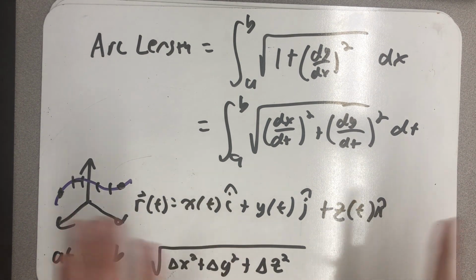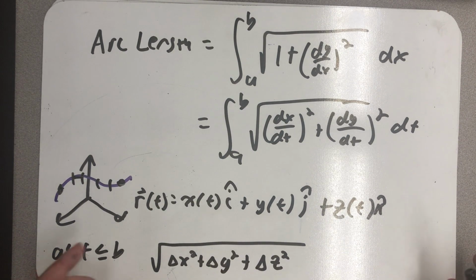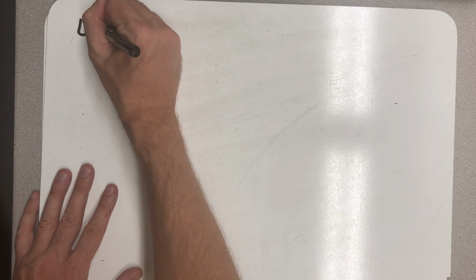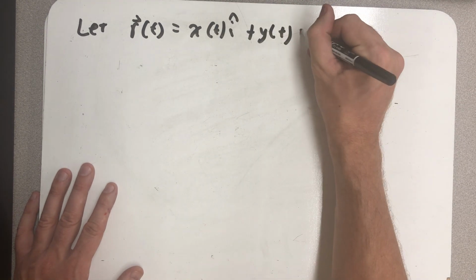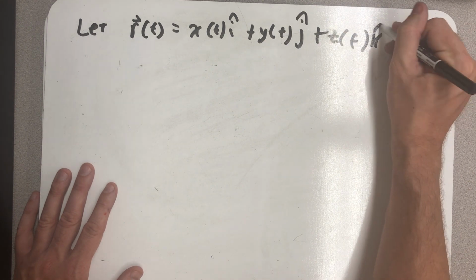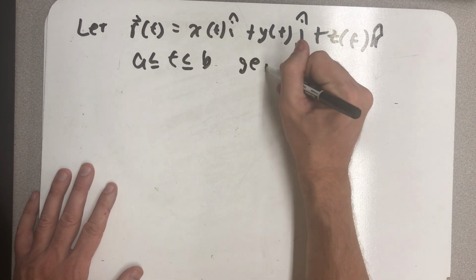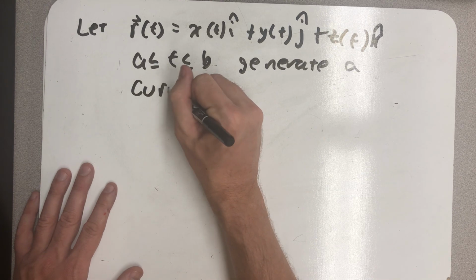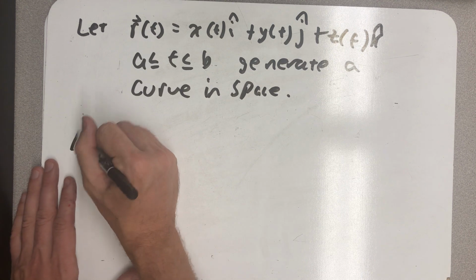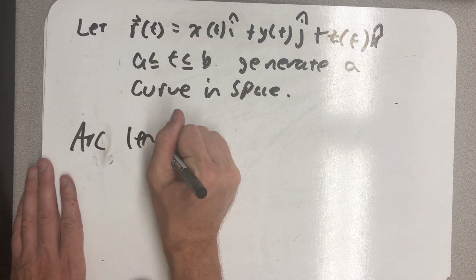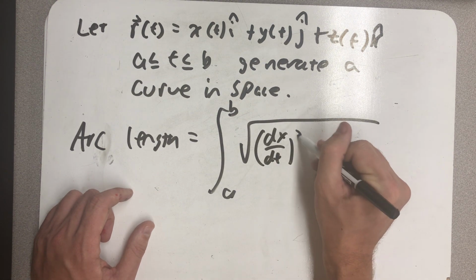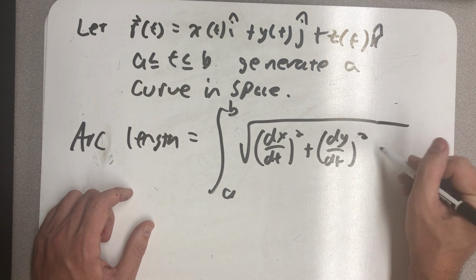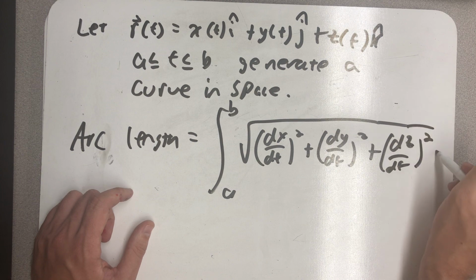And so the same idea works, all of the derivation works, I just need a dz dt term. So in 3 space, our arc length formula looks nearly the same with just that one more term. So let r of t generate a curve in space. The arc length of that curve is the definite integral from a to b of the square root of dx dt squared plus dy dt squared plus dz dt squared dt.